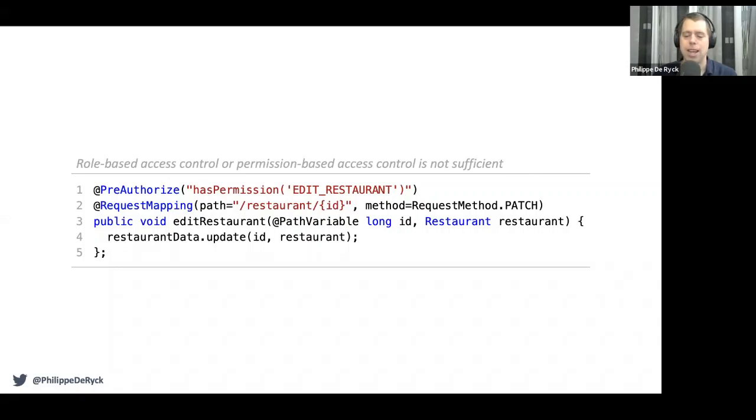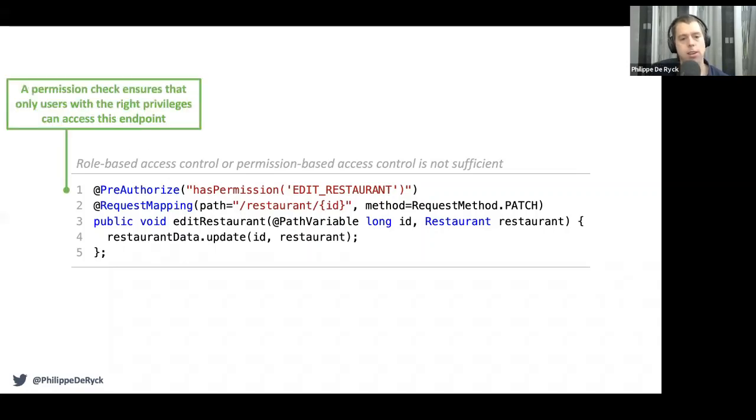Spring Boot typically handles authentication checks on a global level. So all endpoints require authentication. That's good. And then you can also see on line 1 that we have a pre-authorized annotation. And that kind of means that we are requiring the user to have permission to edit restaurant information. This is a restaurant review application that I use for trainings. And that's good. That permission check ensures that a user that doesn't have that permission cannot access this endpoint or execute that code. So that's awesome.